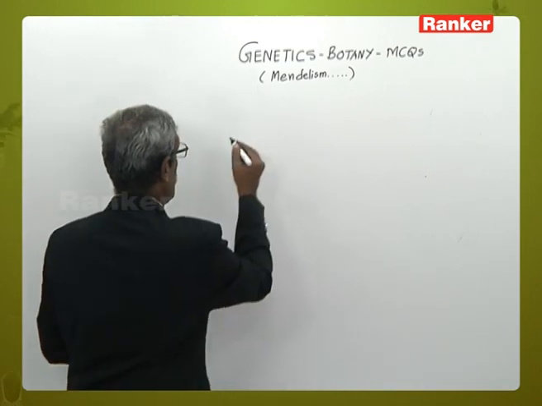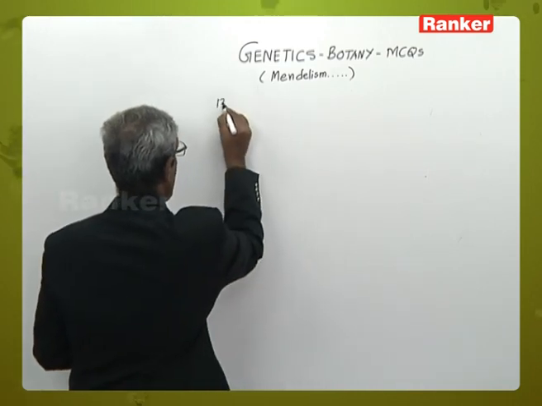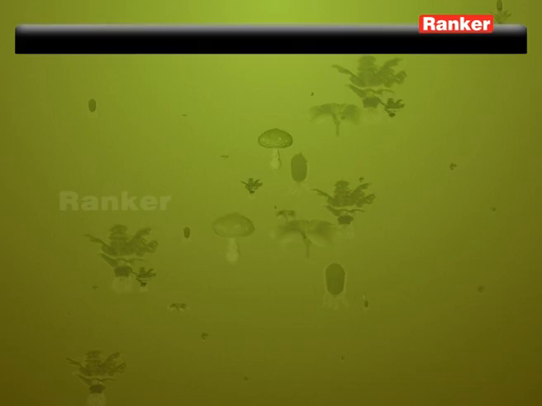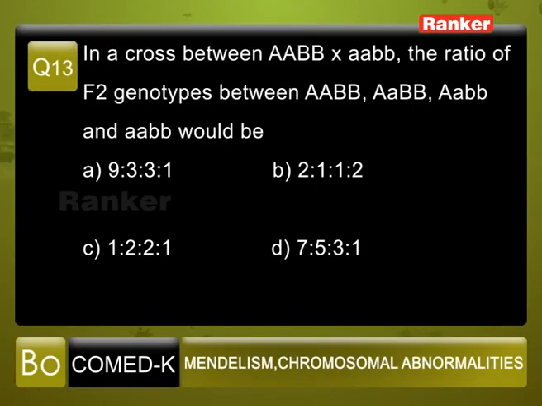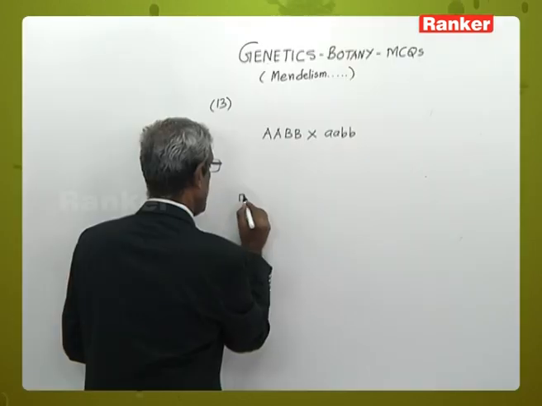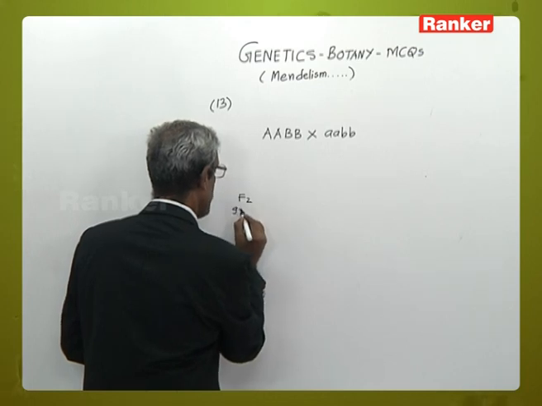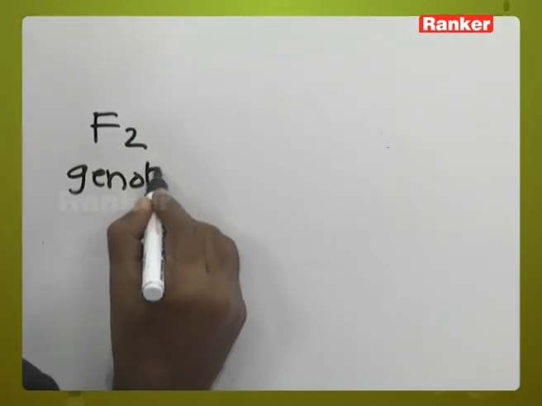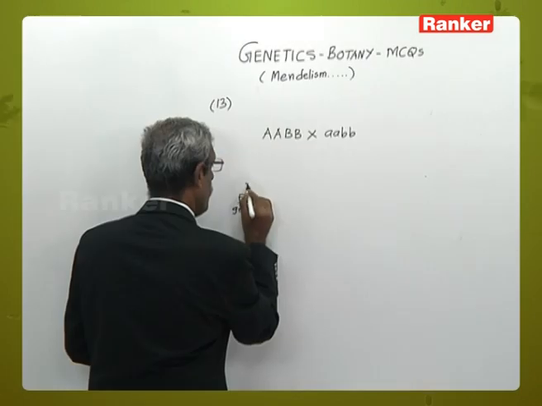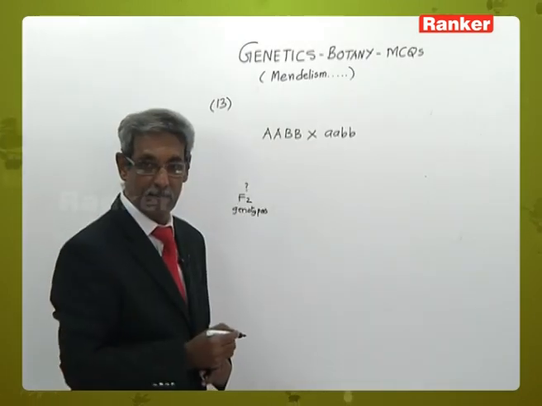Next, we go to the 13th problem. In the 13th problem, it is asked, in a cross between capital AABB and small aabb, they are asking what is the ratio of the F2 genotypes. The ratio of the F2 genotypes. What is the ratio of the F2 genotypes?